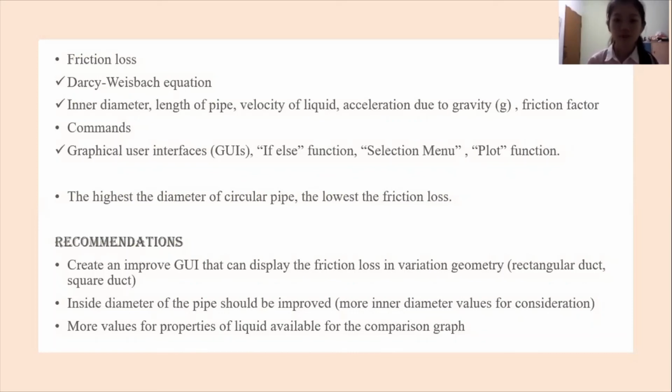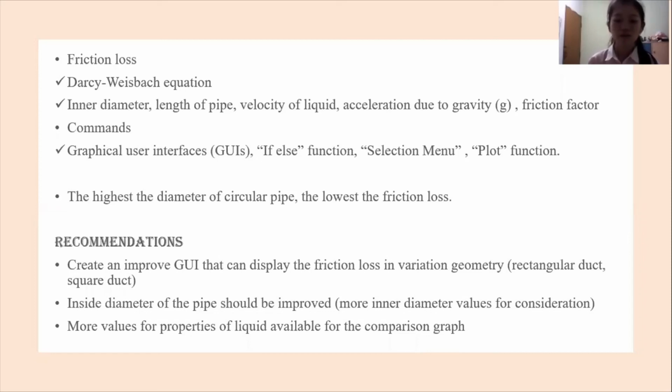There are a few recommendations for this program. One of the recommendations is to create an improved GUI that can display the friction loss in variation geometries such as rectangular duct and square duct. There is only circular pipe included in our current project. The variation geometry should be considered as well, where friction loss in other geometry can be determined.